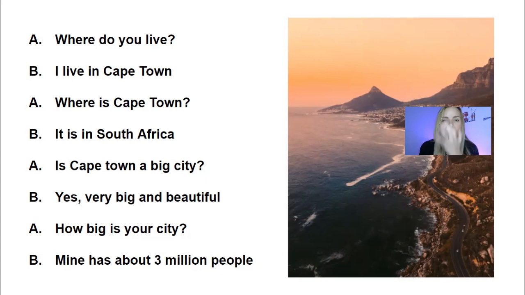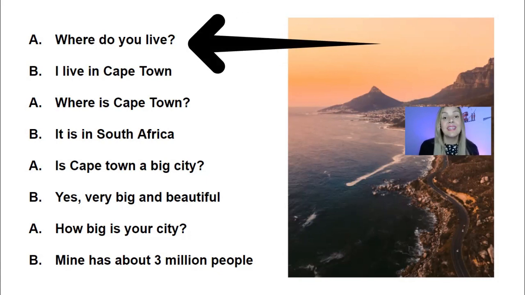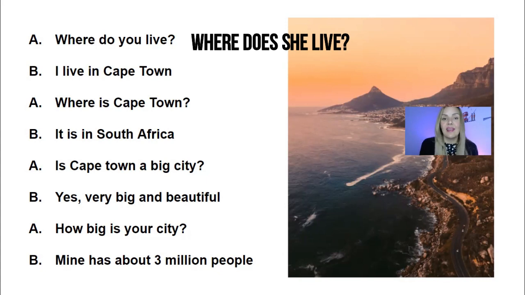After practicing the dialogue with them, they will have to change some elements of the sentences. So for example, the first one, instead of asking where do you live, they can ask where does she live? In this case, they change the auxiliary and they change the pronoun.